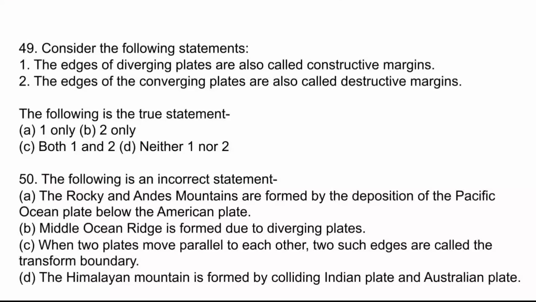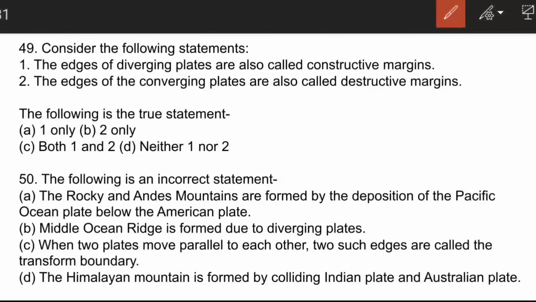Consider the following statements. The edges of the diverging plates are also known as constructive margins. The edges of the converging plates are also known as destructive margins. So by the name, please do not get confused. This is true. Diverging plates are known as constructive margins and converging plates are known as destructive margins. Divergent constructive plate margins are also known as accreting plates. And destructive plate margins are also known as Benioff.